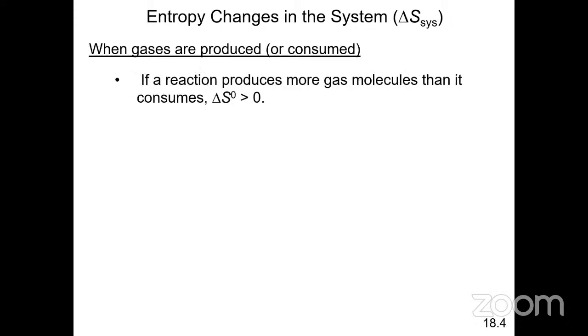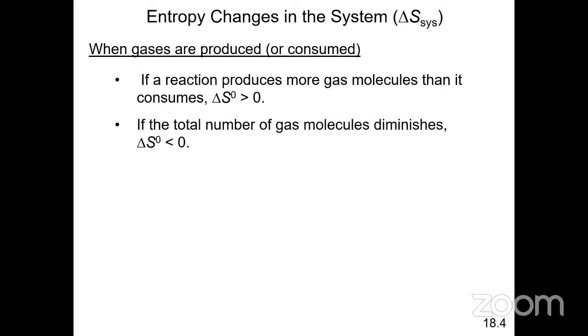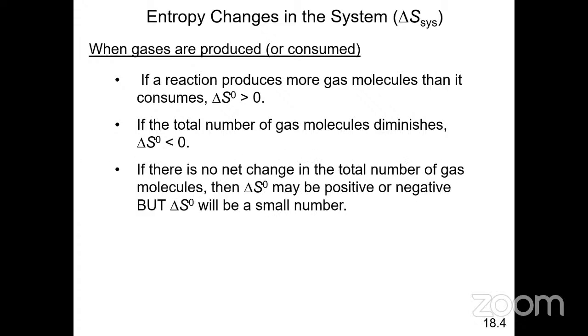So, this is specific for systems where gases are involved. It says if a reaction produces more gas molecules than it consumes, then we can automatically assume that the change in entropy will be positive. So if you have more gas molecules on the product side compared to the reactant side, then the change in entropy would be positive. The reverse is true, of course. If you have fewer gas molecules on the product side compared to the reactant side, then the change in entropy would be negative. And if there's no net change?